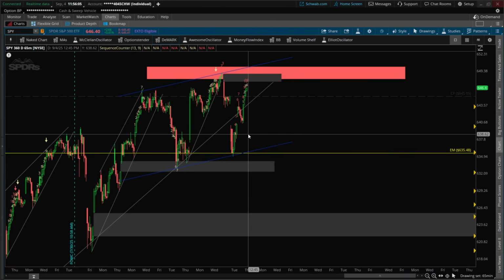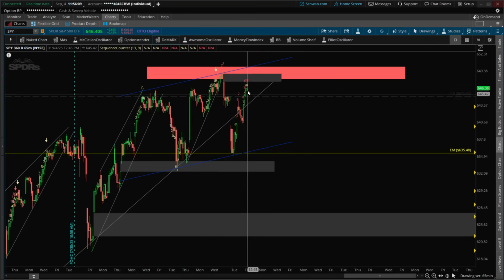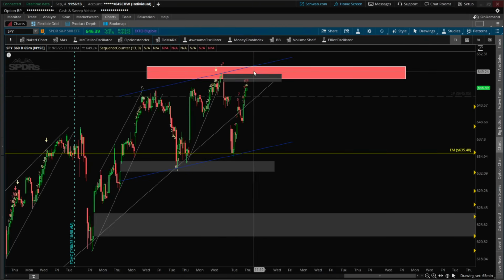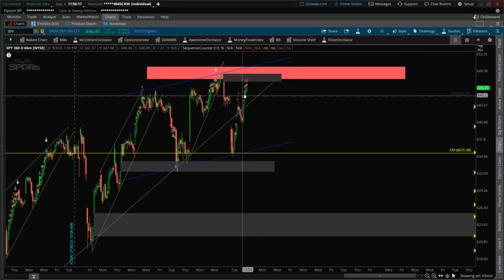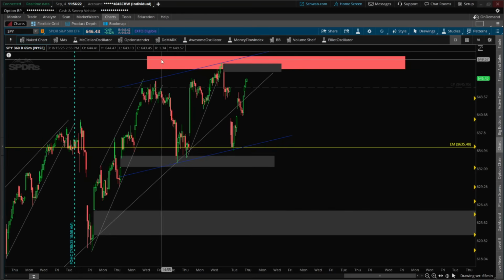DeMark, making a count up higher here. We're at about an 11 count. We could get a 13, and possibly if this continues higher, we can get a 9 count. So 13-9 setup. Again, we have to get over this level that we're at right as we speak.